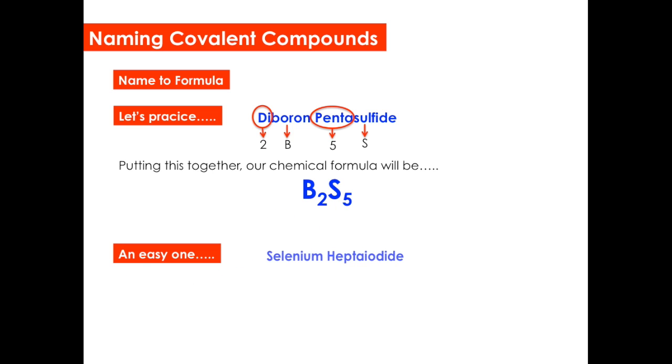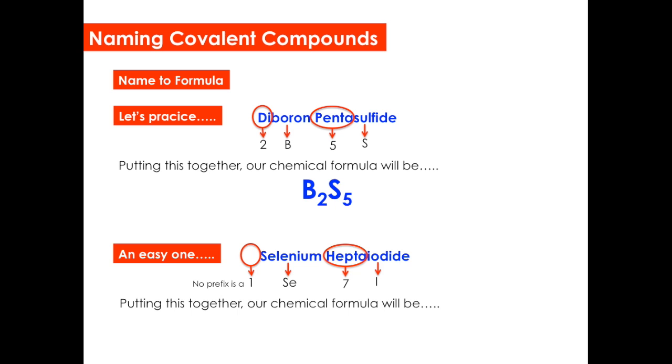An easy one, selenium heptaiodide. We don't have a prefix in the first one, so it's one atom. Selenium is represented Se, hepta is for 7, and iodide is from iodine, I. Putting this information together, our chemical formula will be SeI7.